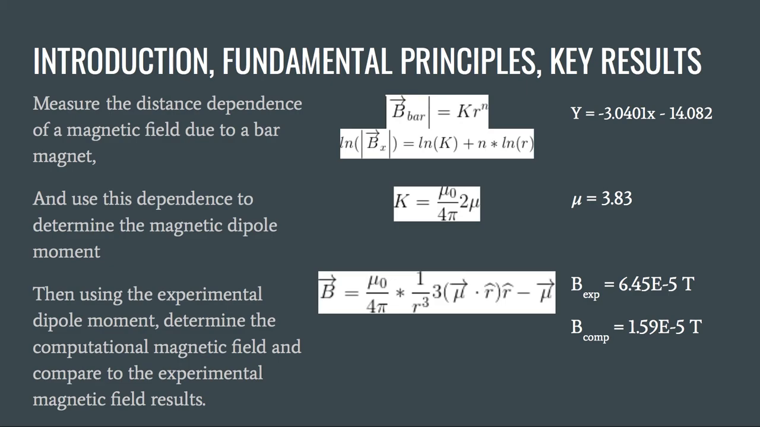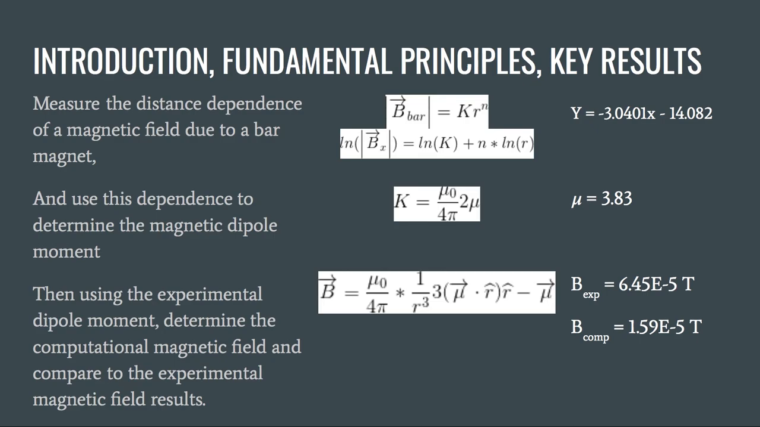This allowed us to find n, and then we used this dependence to determine the magnetic dipole moment, found using the fundamental principle that k is equal to mu naught over 4 pi times 2 mu. The problem was then to use the experimental dipole moment to determine the computational magnetic field and compare it to the experimental magnetic field results. This was done using the formula to the right.